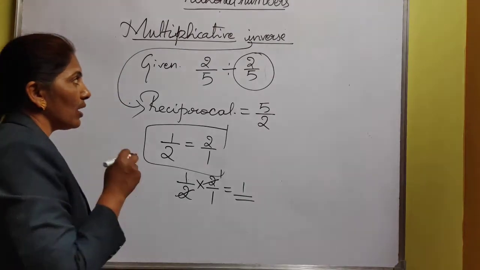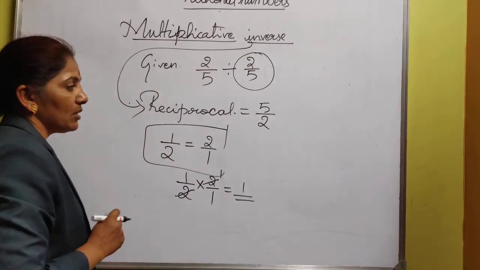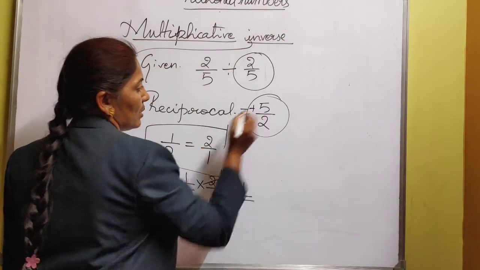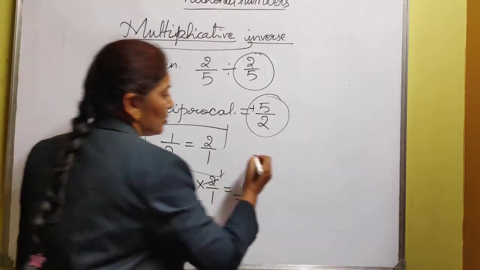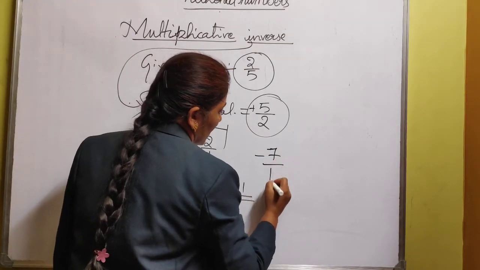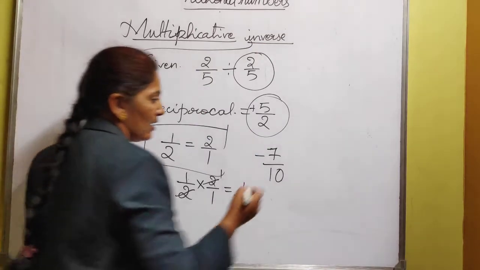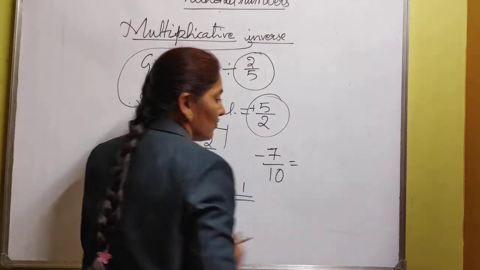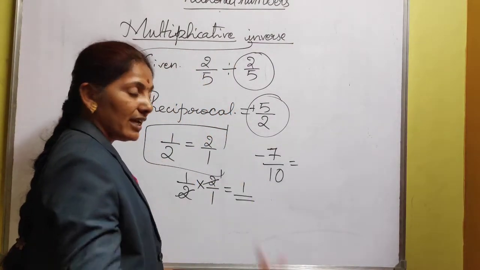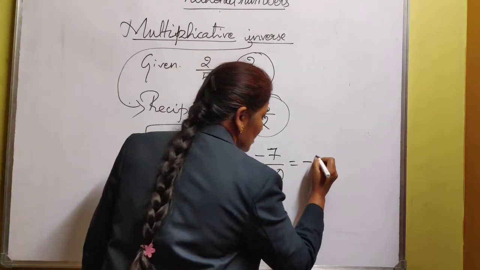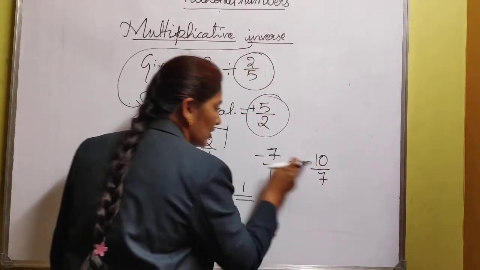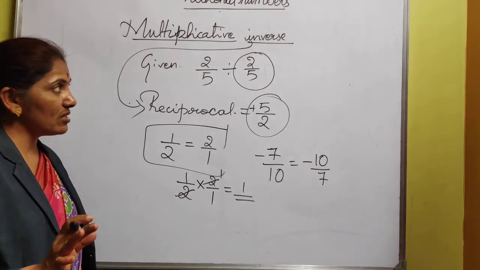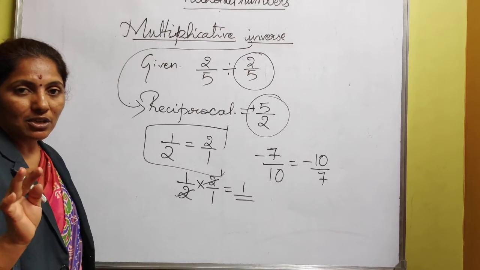One more thing you are observing here: when you are finding the multiplicative inverse, this is all about the positive rational number, say plus 5 by 2. If there is no sign, it is plus 5 by 2. If I consider minus 7 by 10, we cannot write it as plus 7 by 10, because that would be the additive inverse. Instead, I can write this as minus 10 by 7. The negative sign remains the same. There is no change in the sign whenever we are writing the multiplicative inverse.